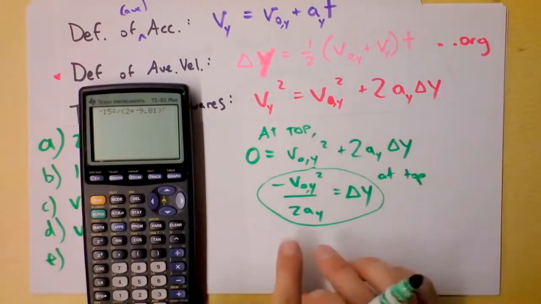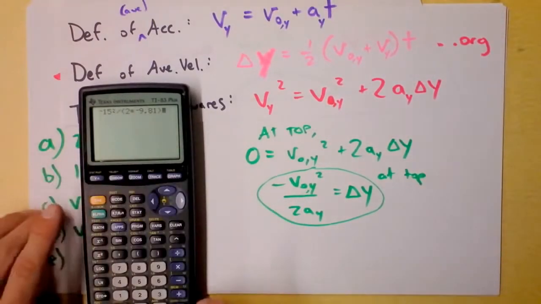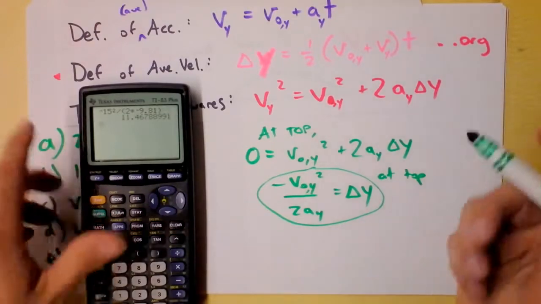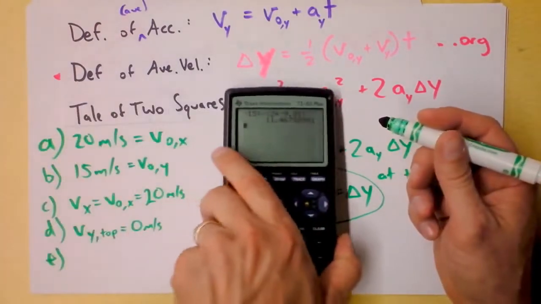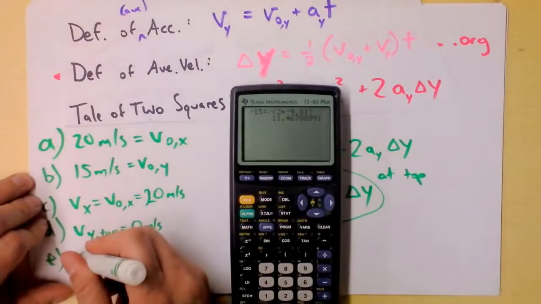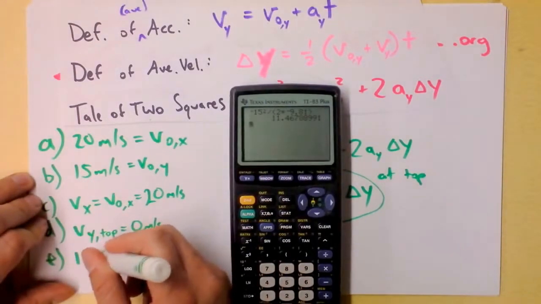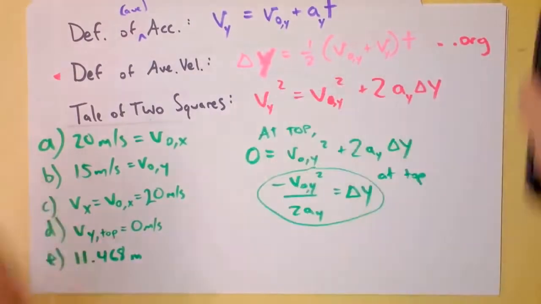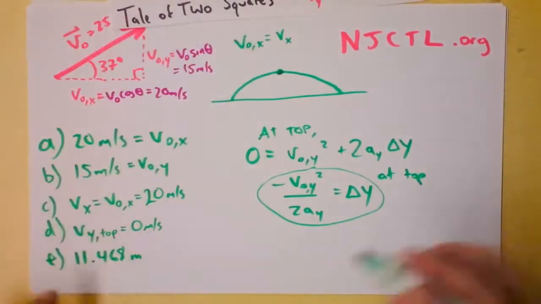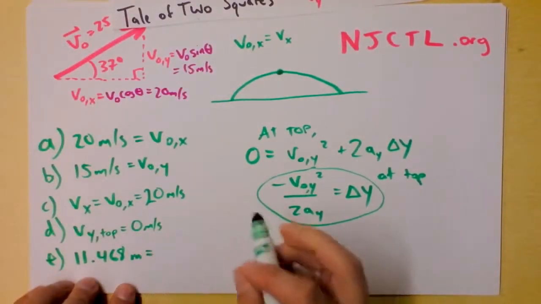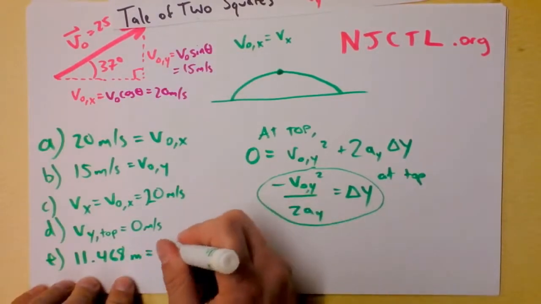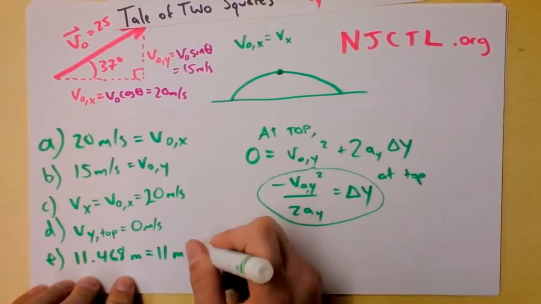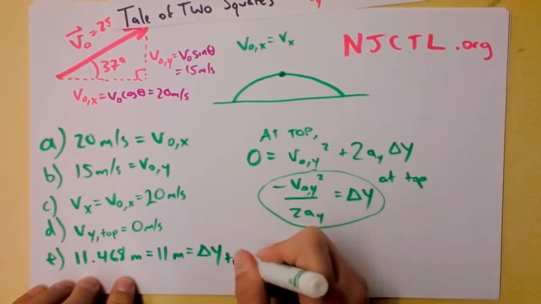Now the nice thing about it is I don't need those 2 minus signs, so if I'm feeling slick, I can just hit enter really quick. So I got this height of the football to be 11.468 meters. Now that's how high up the football is, but we probably want to do sig figs on that sucker. I think we only have 2 sig figs to work with right here. So that's going to be 11 meters, and I'll call that delta y at the top.